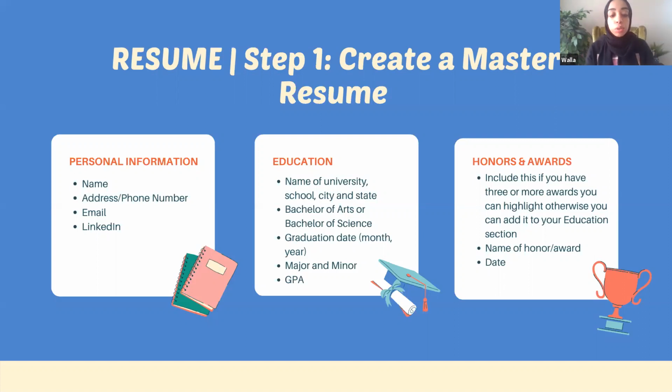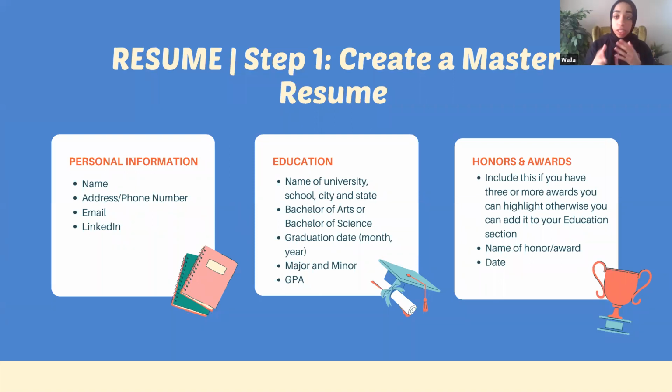So you'll want to include the university that you attended and the specific school that you attended within that university, the city and the state. You'll want to identify whether you got a Bachelor of Arts or a Bachelor of Science, the graduation date, so that'll be the month and the year, and the major and minor, your GPA, and I recommend just leaving off any high school stuff.